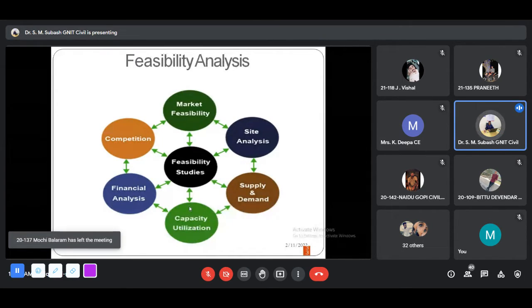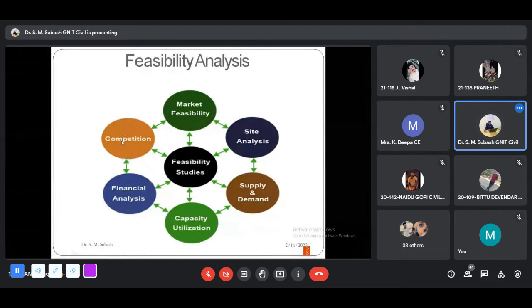Then financial analysis. As students, you can approach the startup side and give an approximate budget. From the institution side, they will fund. Then competition. This is the crucial stage. All the students can get into startups and do entrepreneurship with the support of the institutes.